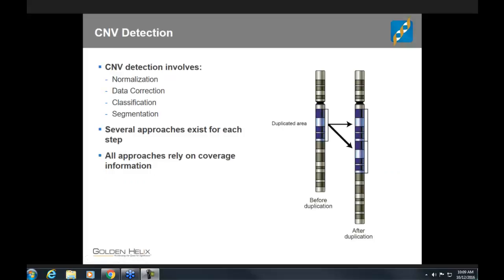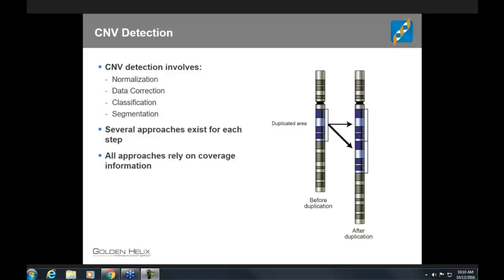So CNV detection typically involves 4 key steps. The first is normalization. That is correcting for general noise in your coverage data. The main approaches in the literature are either PCA, that is principal component analysis, or correcting against match controls. And in our case, we've chosen to use match controls. Many algorithms do some sort of data correction, that is correcting for systematic bias in the data, either in terms of GC content or low mappability regions.